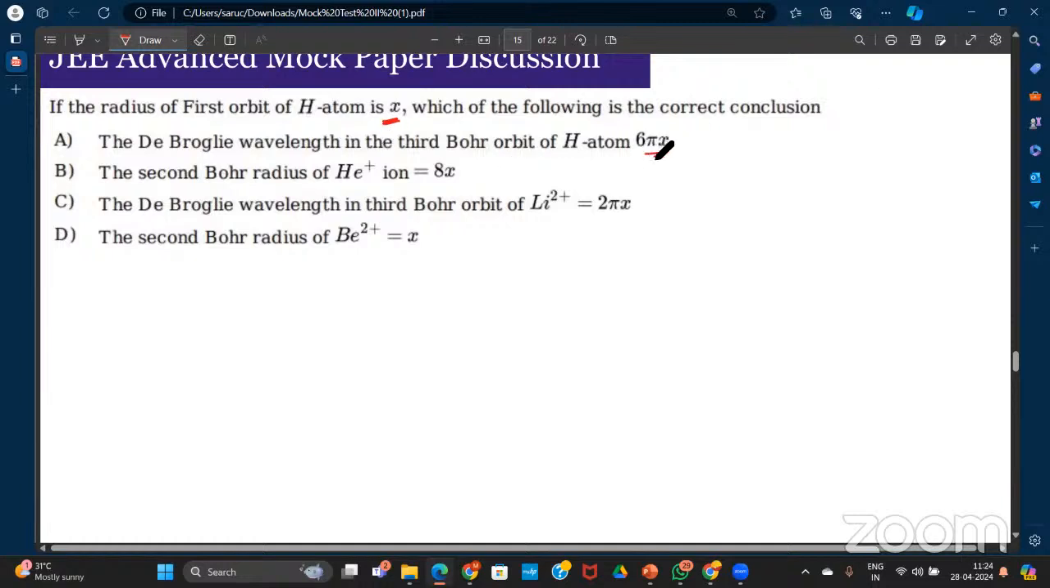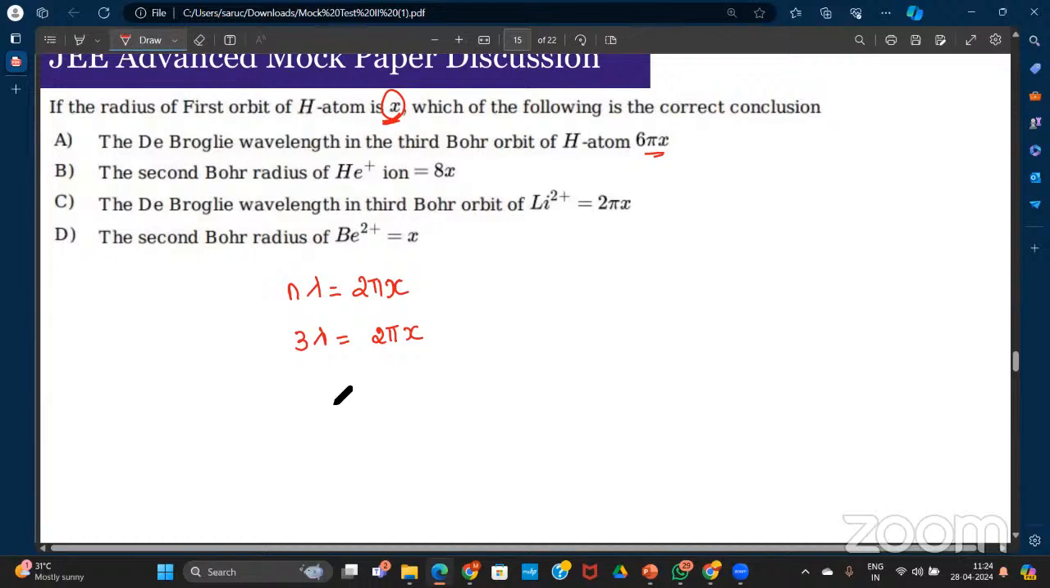Okay, so we know the de Broglie wavelength relation: n lambda equals 2 pi r. Here the radius is given as x, so I'm taking r as x. For the third Bohr orbit, you put the n value as 3. So 3 times lambda is equal to 2 pi x.